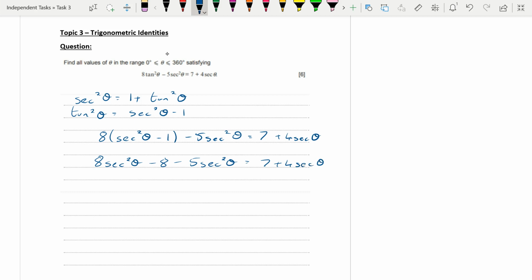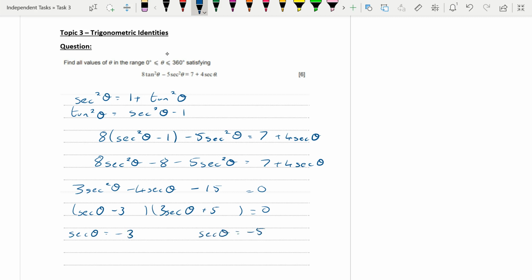Okay, now I'm going to start to collect things. Let's take everything over to the left-hand side. So I get 3 sec squared theta minus 4 sec theta, and I'm going to get minus 15. Again, we're going to go to our normal things. Let's factorize. If you are using your calculator, you need to make sure you put the brackets in afterwards. Work backwards. So I get sec minus 3, or I get 3 sec plus 5. So that means sec theta would equal minus 3, and sec theta would equal minus 5 over 3.